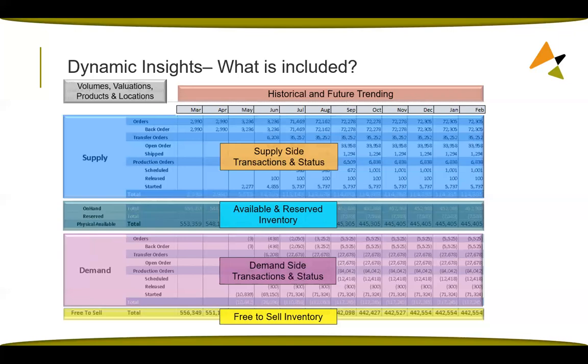But all this information is brought together into a single environment, allowing you to do that available to sell analysis that many companies need to be able to have. It also allows you to do analysis of slow moving inventory, obsolete inventory, as well as on-time information from your vendors and to your clients. So this is just a high-level overview of the architecture of Dynamic Insights from a financial standpoint and inventory standpoint.